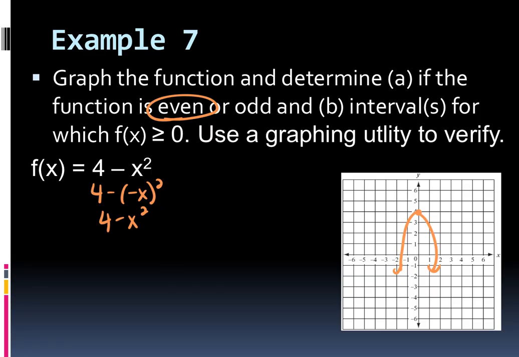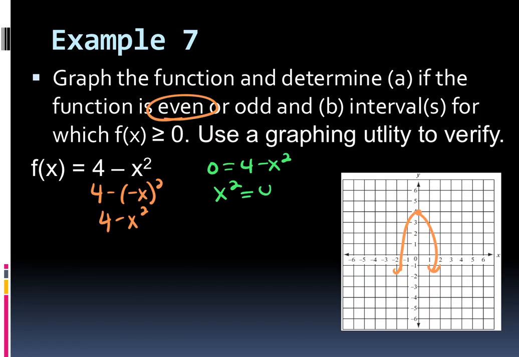Now for the second part, it says find the intervals for which f of x is greater than or equal to 0. F of x represents what? Y. On a graph, how would you know where y's are greater than 0? Hit the x-axis and above, right? If it just said greater than, I wouldn't include those points. If it says greater than or equal to, I actually have to know where it's going to hit the x-axis. How do I know when something's going to hit the x-axis? I want to find where y is 0. So I'm going to set my equation equal to 0.